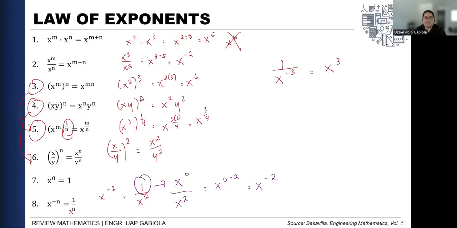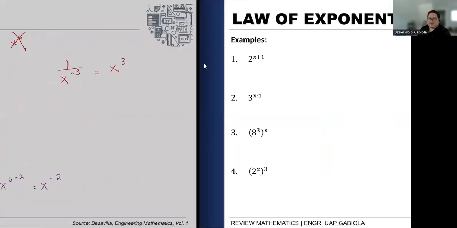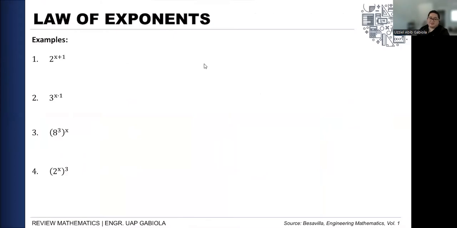Okay? Alright, so let's proceed with an example. Ayan, so basic examples muna tayo. So we have number 1, 2 raised to x plus 1. So kung gusto natin i-expand yung exponent na to, ano yung magiging solution natin for number 1?